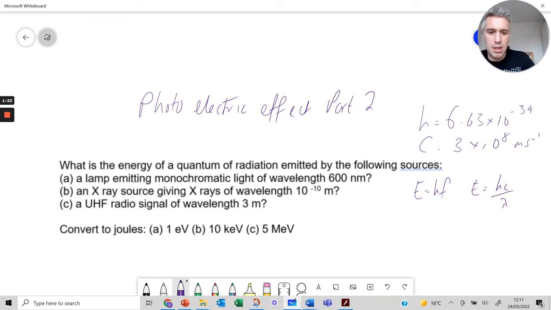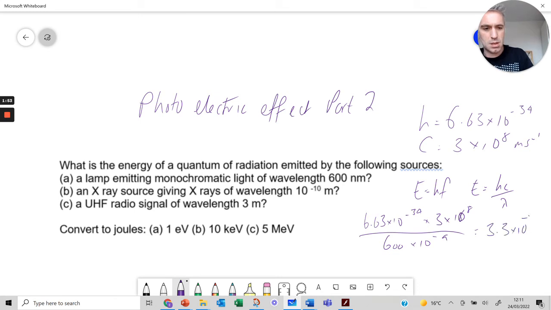So for the first one, we've got 6.63 times 10 to the minus 34 times 3 times 10 to the 8, all over 600 times 10 to the minus 9. That gives us 3.3 times 10 to the minus 19 joules.